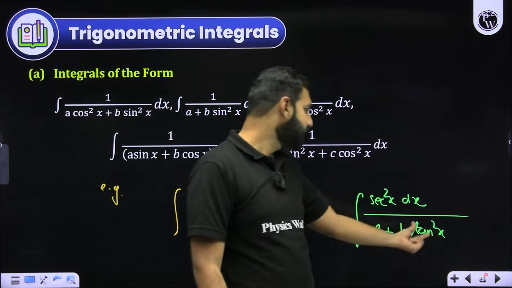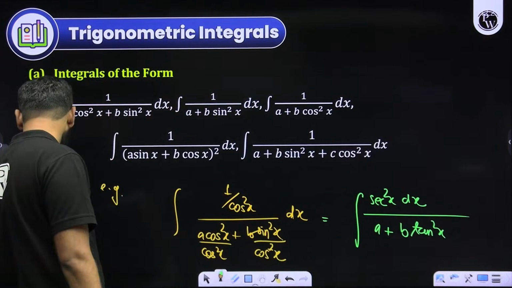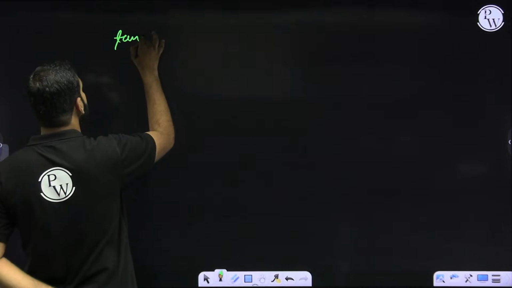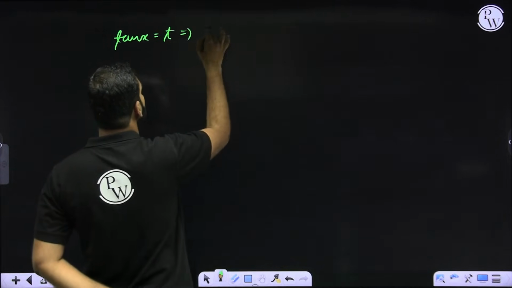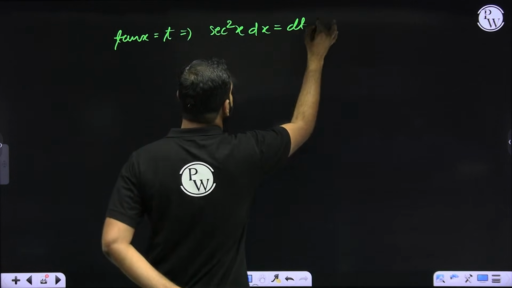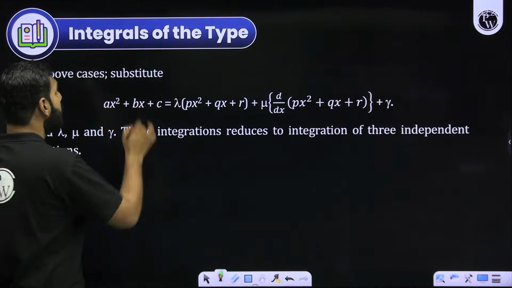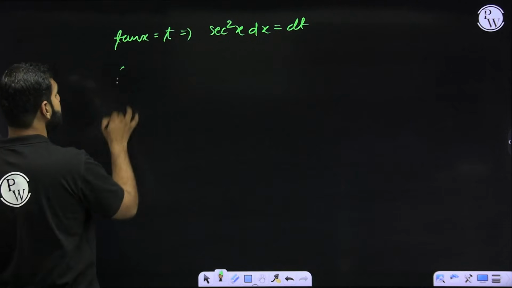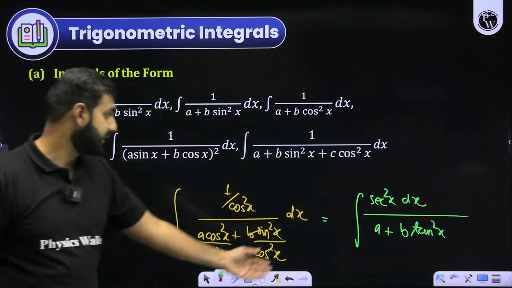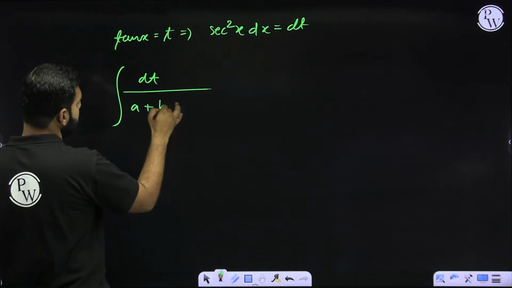Now why are we doing all this? Because if I assume tan x as t, I think the job is done. How? Let me show it here. If I assume tan x as t, would you not say that sec square x dx will be dt? So if sec square x dx is dt, the numerator is sorted through substitution. So here, sec square x dx can be replaced by dt, and in the denominator, it is a plus b t square.